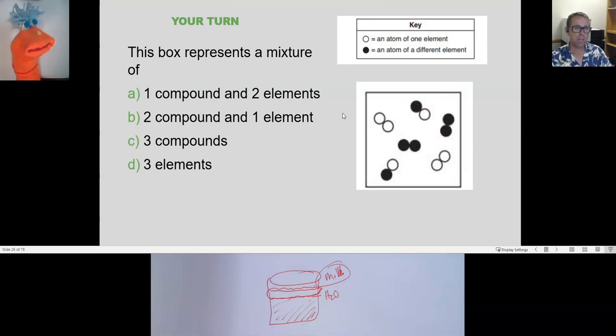All right, push pause, take a break, and come back. I think I know. You do? Tell us. This is a mixture of 2 elements and 1 compound. Is that an answer down there? Yeah, 1 compound and 2 elements? Yeah. That's right. Very good. You can see this is our element again, and this is our element as well. So there's 2 elements, and this one is our compound. Very good.